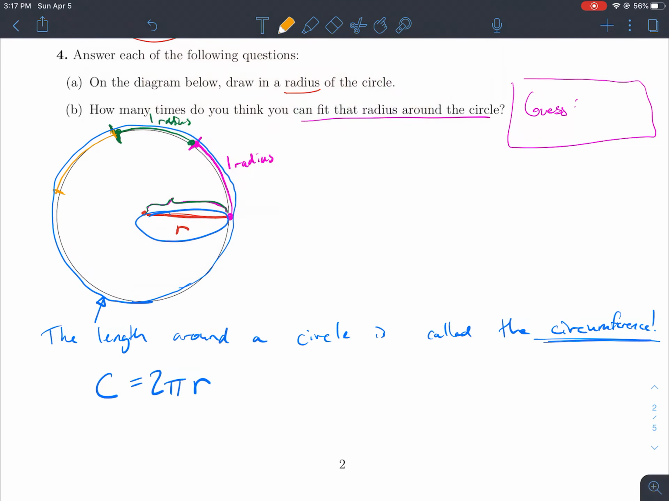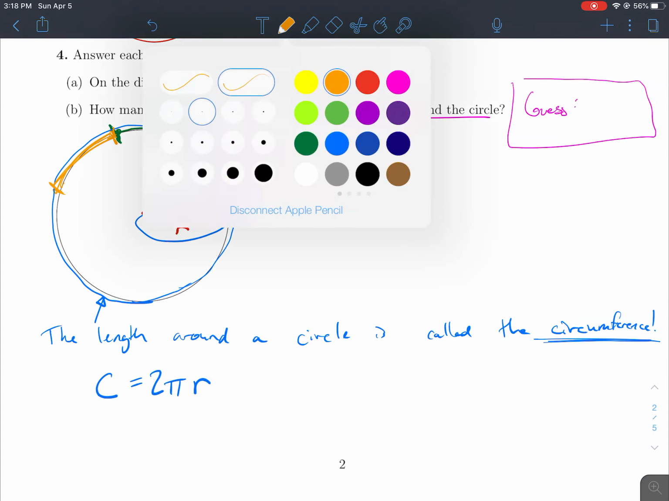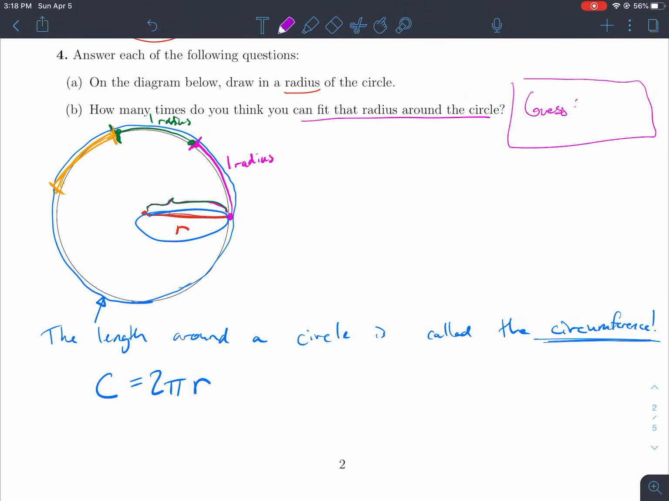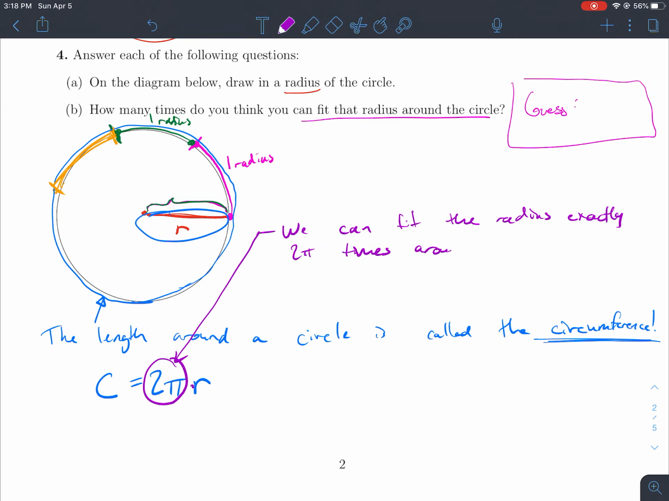So if you're curious about this question of how many times can you fit the radius of a circle around its circumference, the answer is you can fit it 2 pi times because the circumference is equal to 2 pi times the length of the radius. So we can fit the radius exactly 2 pi times around the circumference. And that's because the circumference is 2 pi times as long as the radius.